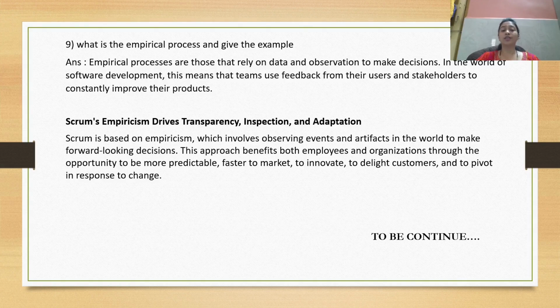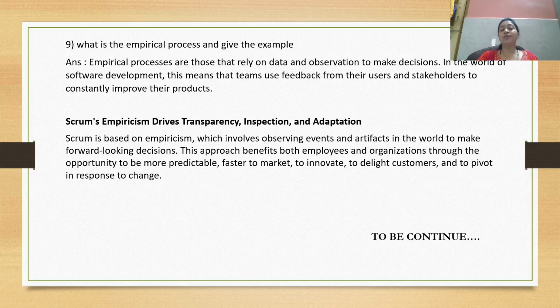So empirical processes are those that rely on data and observation to make decisions. In the world of software development, this means that teams use the feedback from their users and stakeholders to constantly improve their products. Got it? That is the aim of the empirical process.